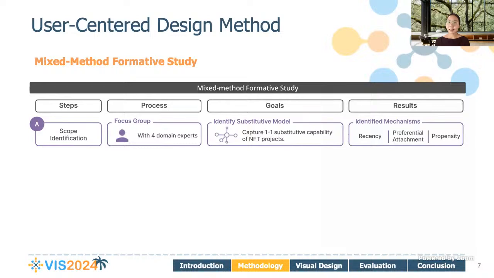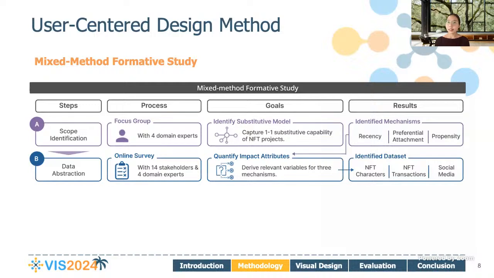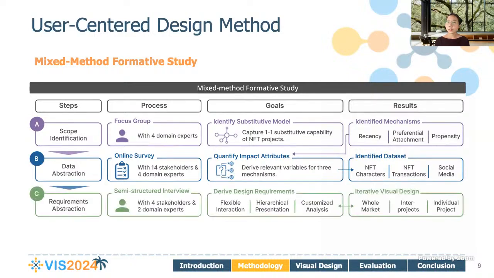So we conducted a mixed method formative study involving domain experts and stakeholders to identify key substitution mechanisms, impact attributes, and design requirements. Initially, a focus group with domain experts helped us define the research scope and select the most appropriate substitution model and key mechanisms for simulating substitutive networks within the NFT marketplaces. We then conducted an online survey to identify the crucial impact attributes for quantifying these mechanisms. To further refine our design, we conducted semi-structured interviews, gathering detailed requirements for our visual analytic system.